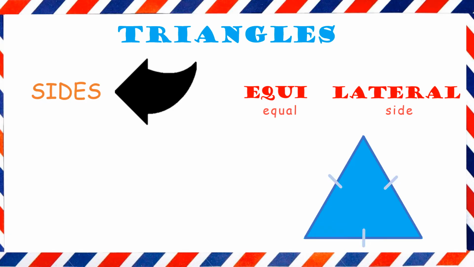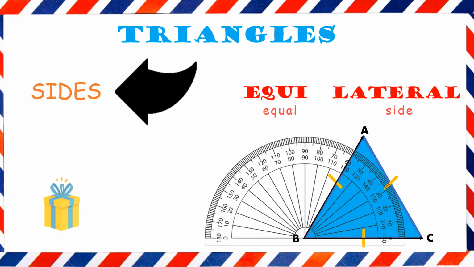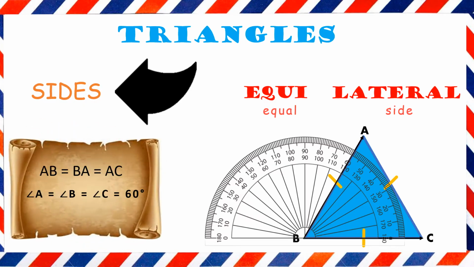In the given figure, triangle ABC is an equilateral triangle where side AB is equal to side BC is equal to side AC. In an equilateral triangle, all the three angles are also equal. That is, angle ABC is equal to angle BCA is equal to angle CAB is equal to 60 degrees.